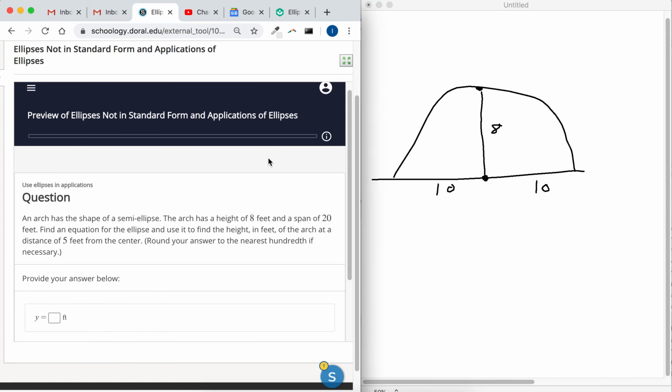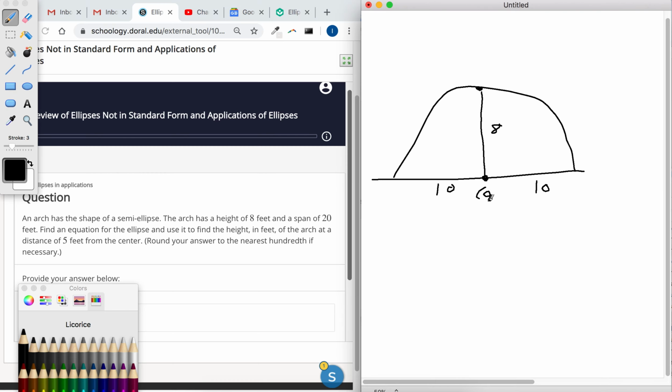Find an equation for the ellipse and use it to find the height in feet of the arch at a distance of 5 feet from the center. Okay, so let's just assume it's centered at 0, 0. It's our equation, we can choose wherever we want to center it. So this would be negative 10, 0, and then this is obviously 10, 0. And then this would be 0, 8.